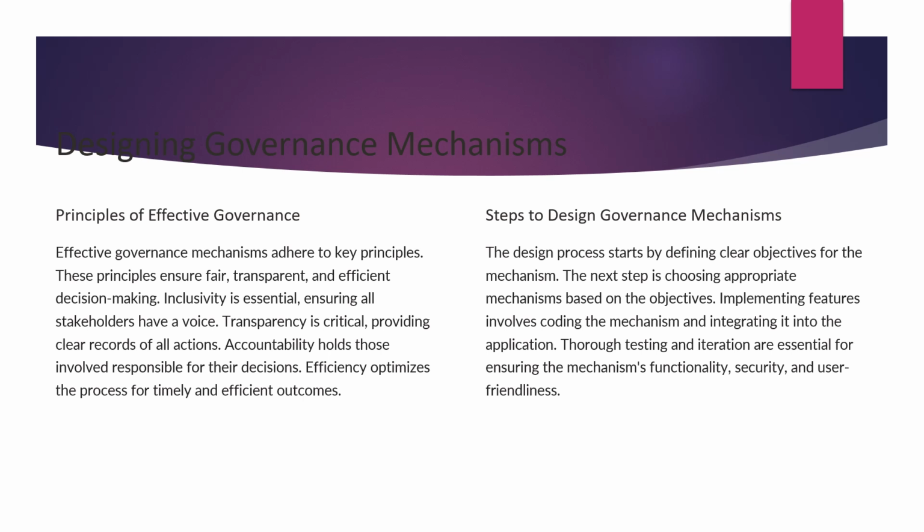So, designing governance mechanisms involves adhering to key principles such as inclusivity, transparency, accountability, and efficiency. The design process includes defining clear objectives, choosing appropriate mechanisms, implementing features, and thorough testing. The goal is to create a governance system that is fair, transparent, and effective, fostering sustainable and resilient DApps.